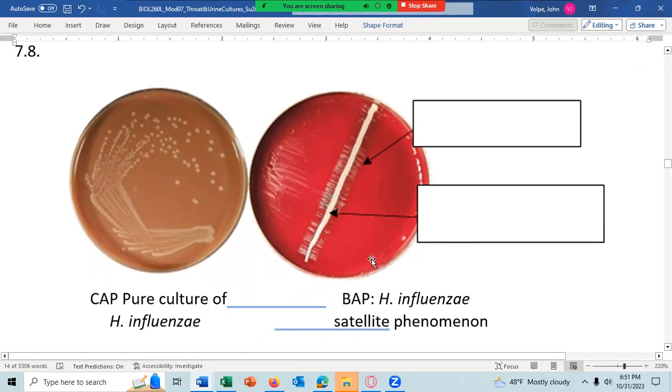Normally, we don't grow Haemophilus influenzae on blood agar because we don't streak both Haemophilus influenzae and Staphylococcus aureus on the same plate. Any question about any of that? All right.